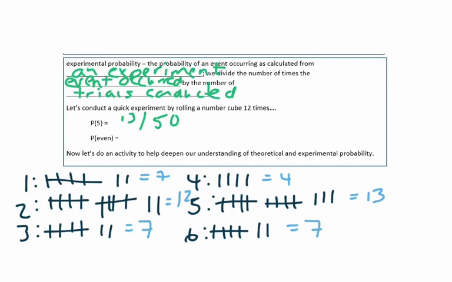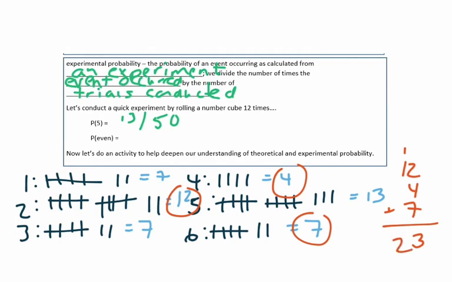And that's a little bit harder to get our head around in terms of comparison, so I'll show you the usefulness of the different ways that we write it. Now the probability of rolling an even number: we want to look at how many times I rolled an even number. So even number trials, I rolled 12, 4, and 7. That is 12 plus 4 is 16, plus 7 is 23, so that would be 23 out of 50.